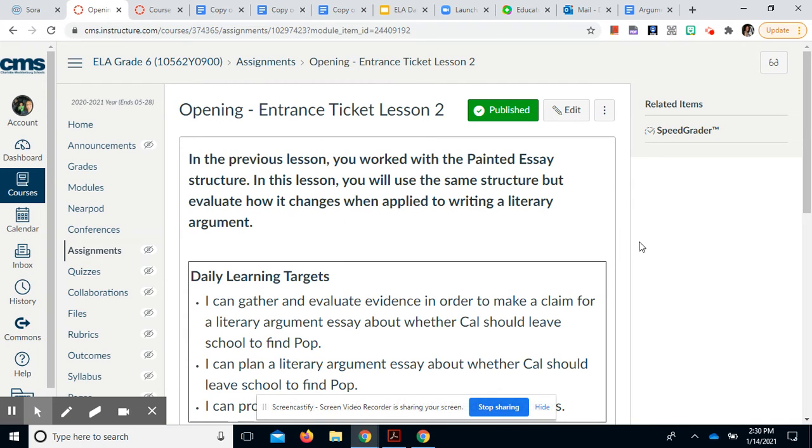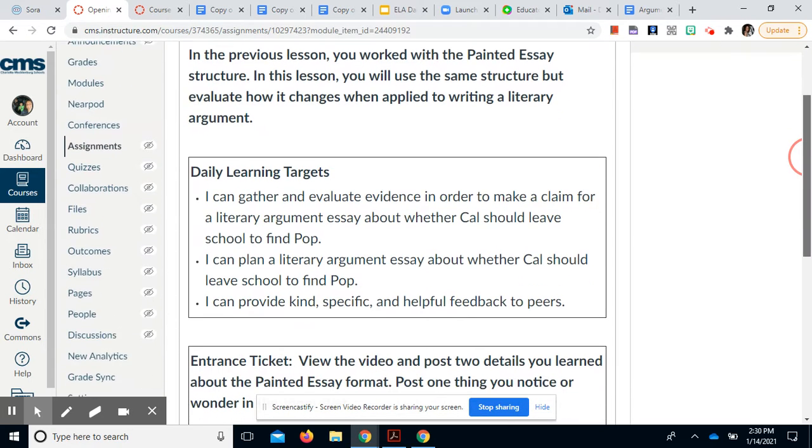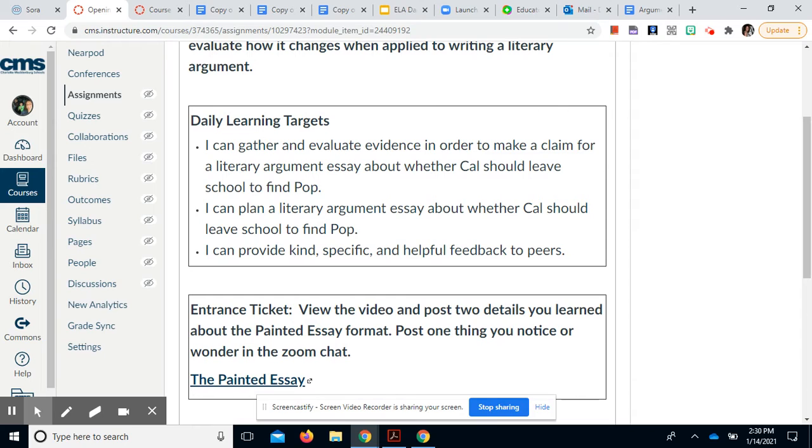In the previous lesson, you worked with the painted essay structure. In this lesson, you will use the same structure but evaluate how it changes when applied to writing a literary argument. The learning targets for today: I can gather and evaluate evidence in order to make a claim for a literary argument essay about whether Cal should leave school to find Pop. I can plan a literary argument essay about whether Cal should leave school to find Pop. I can provide kind, specific, and helpful feedback to peers.